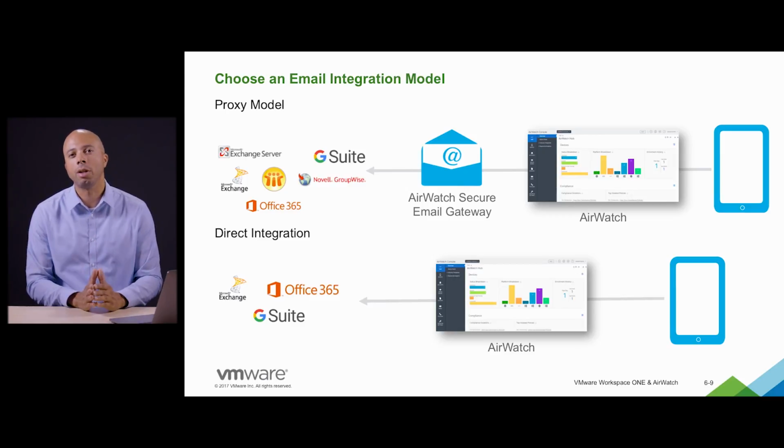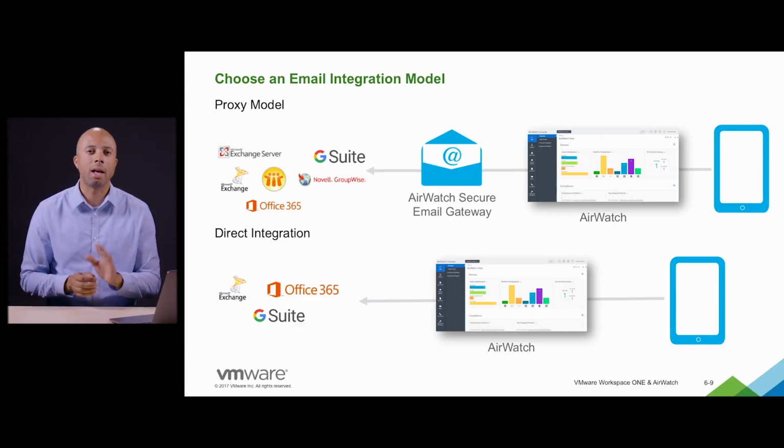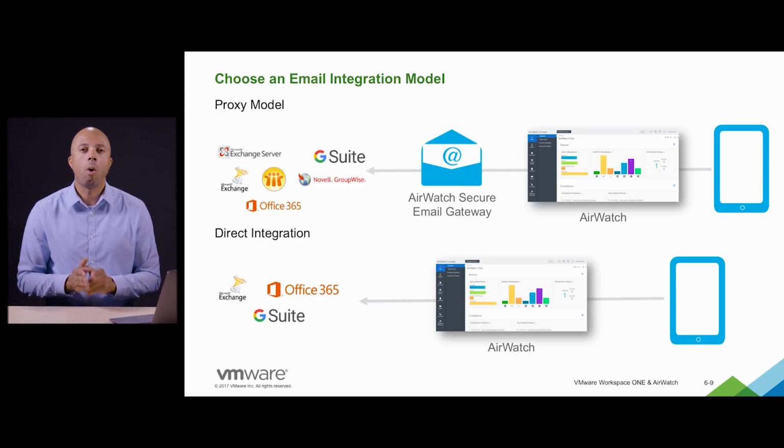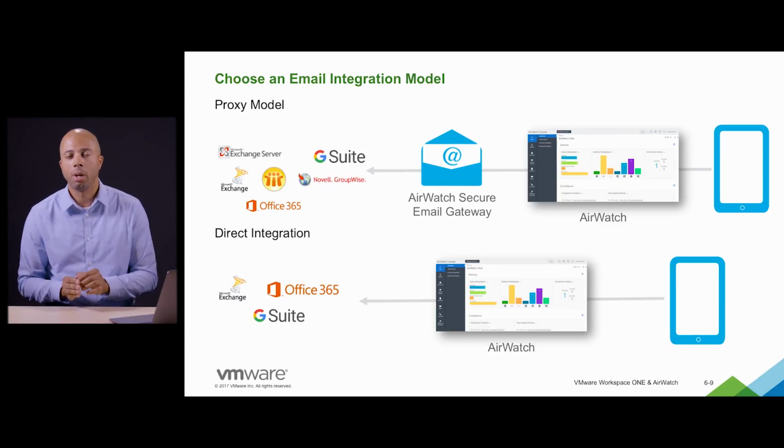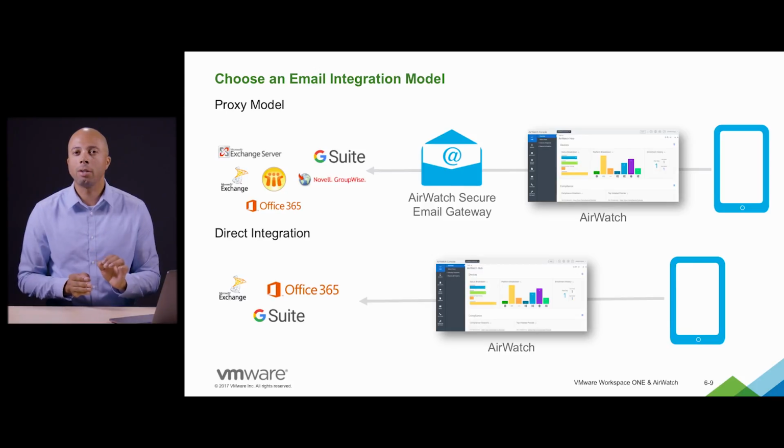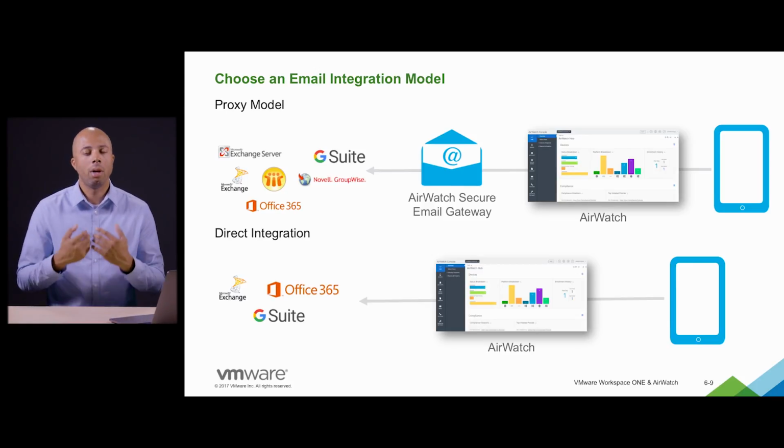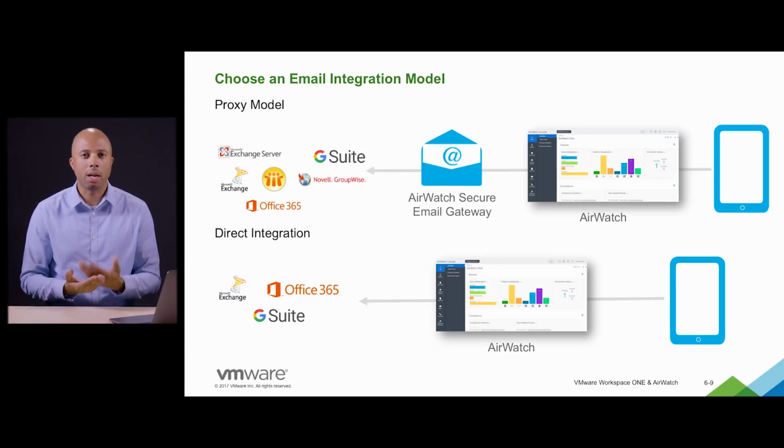The direct integration is going to do pretty much the same thing, except it's not going to be on a physical server. You're going to configure either PowerShell commands on your Microsoft server, or you're going to set up Google APIs and the Google Apps for Work management console. So with direct integration, it's a little bit lighter. Still has the same security, but you're going to configure them to talk directly to your backend systems.